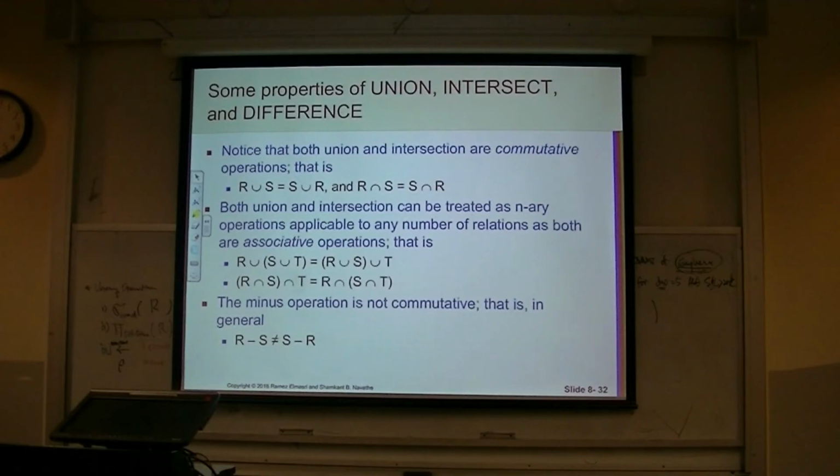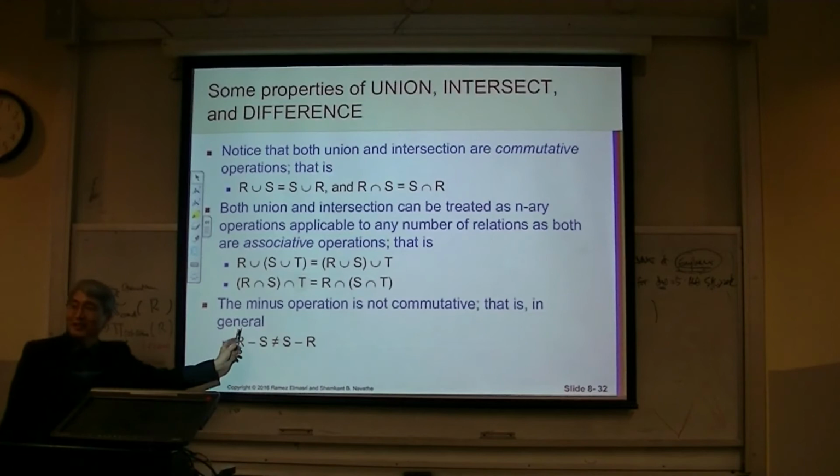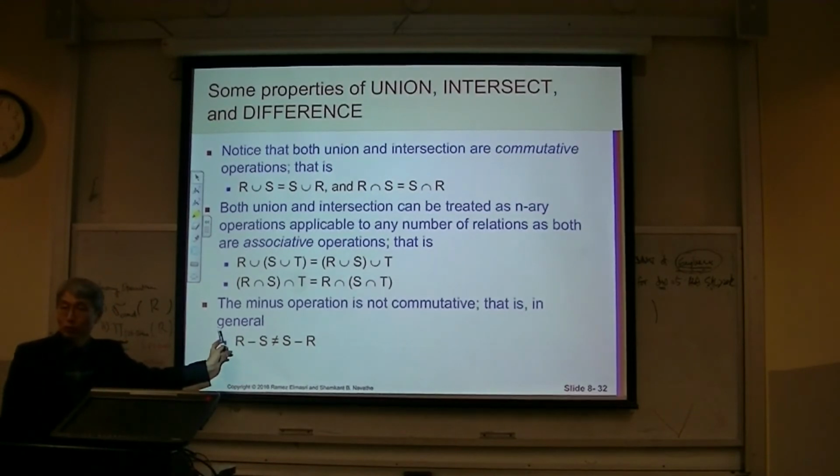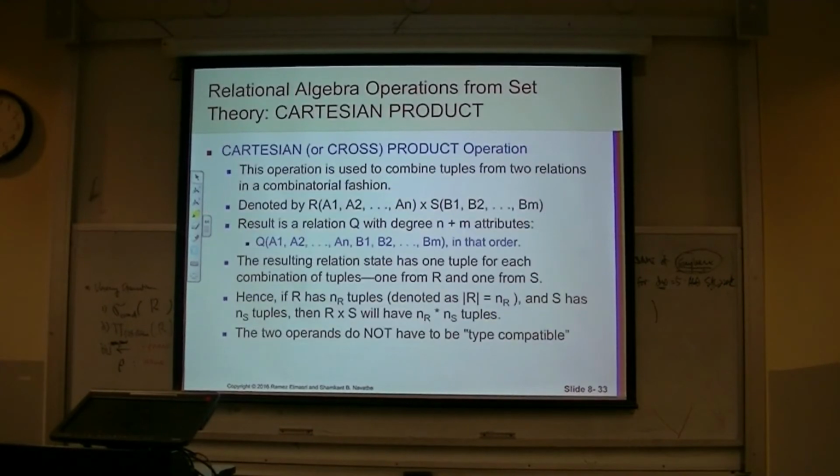Then there are some properties used in set theory. For example, intersection is commutative. You can switch the order. Obviously, this one is not true for minus, so we cannot switch the order. Minus is not commutative.